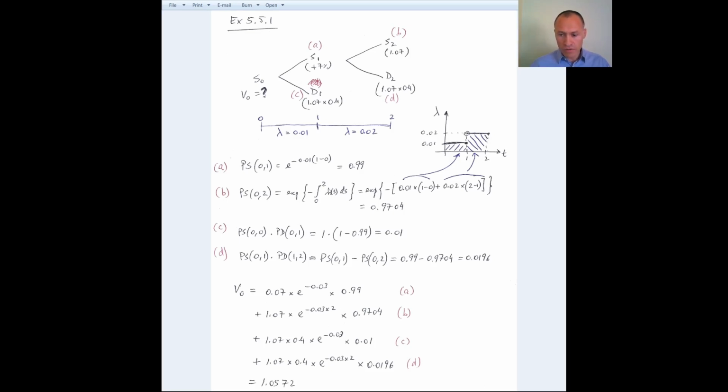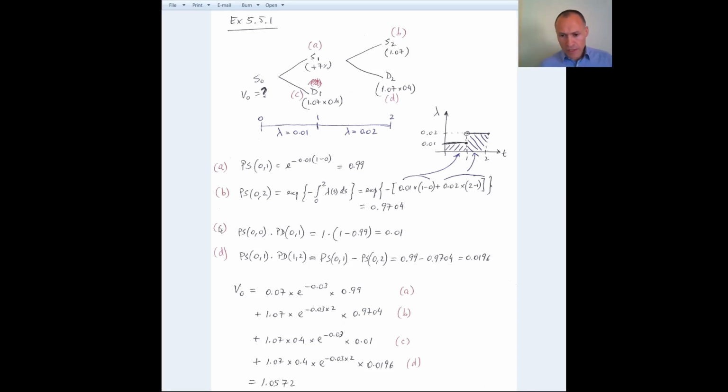Okay, so now this integral breaks down in these two different areas. The first part is the integral of this initial rectangle, so the integral is the area of this small rectangle. So the value of 0.01 times the distance, which is 1 minus 0. And then the second part, it's the area of the second rectangle here. The lambda is 0.02, and the length of the rectangle is 2 minus 1. Okay, and that gives us the probability of surviving from 0 to 2.